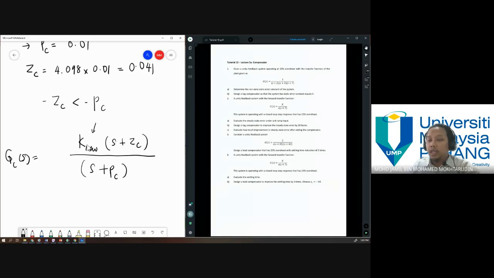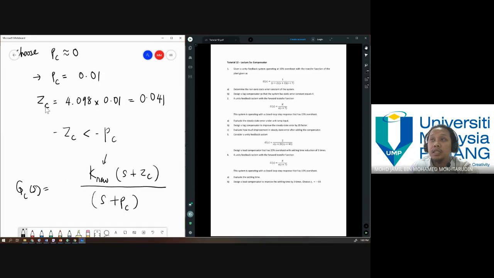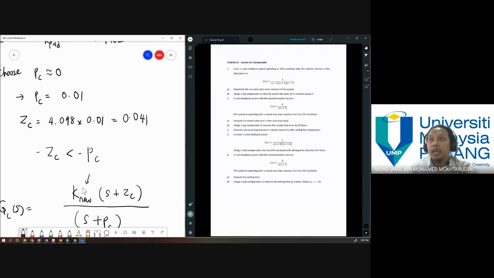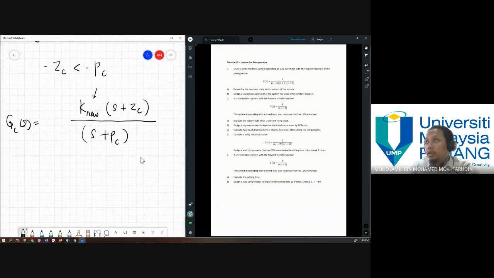I think you can find K by using a different method, but I'm not sure how. Okay, but for a lag compensator, usually we will ask you to select the value of PC and ZC based on this ratio. Meaning that you need to find this ratio, determine the suitable PC, and then calculate the suitable ZC. For the gain, you cannot find it normally, okay? The calculation is long. Okay, so this is how you do tutorial 12 number 1. Okay, so for tutorial 2, I think we will look at it in the next lecture.